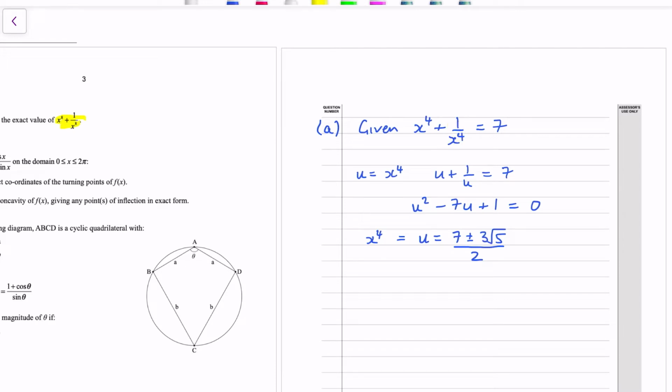Okay, and then the question says, well, let's find x to the 8 plus 1 over x to the 8. So for x to the 8 plus 1 over x to the 8, I'm going to have to take this value of u and square it, and then reciprocate and square it. Like I said, you can take either of the 2 values, it doesn't really matter which one you do. So I'm going to take this value as my x to the 4 and I square it, and then I add the reciprocal squared.